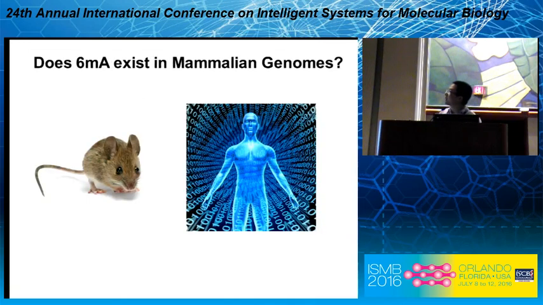So now I want to switch gears, because so far I've been talking about the bacterial side all through, and many of you, I'm sure, will ask: does 6-MA also exist in the mammalian genome? There's been a really long debate, maybe 40 years. One study 40 years ago discovered 6-MA in mouse, but then almost no study could really reproduce and confirm that. So there's a really long debate.